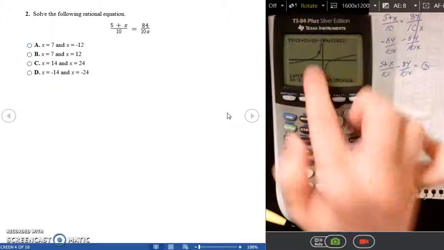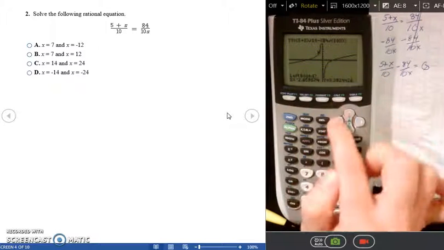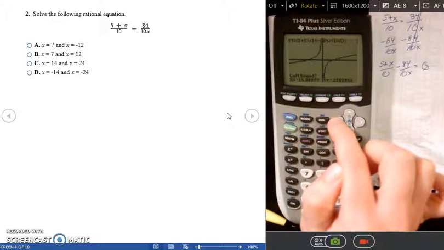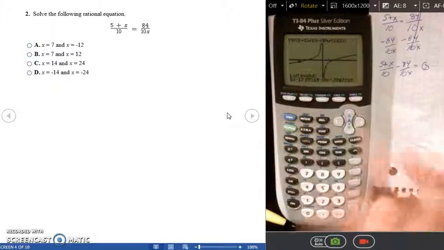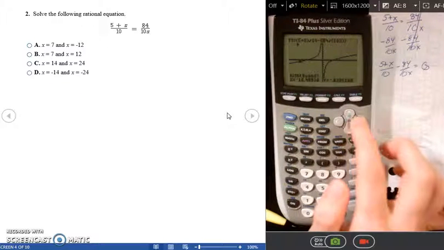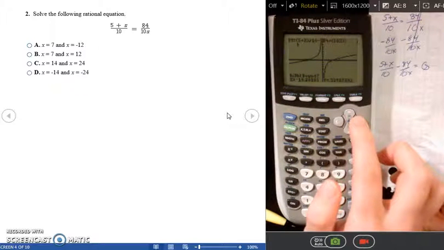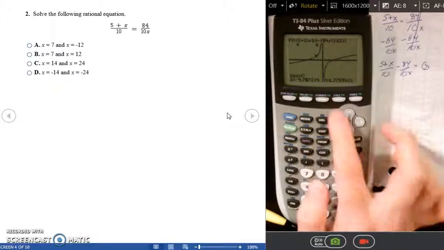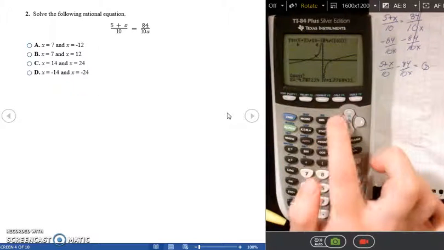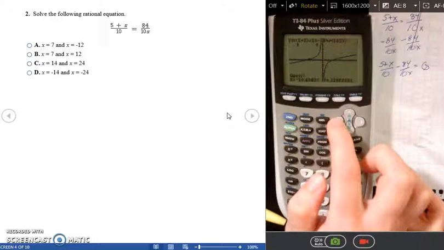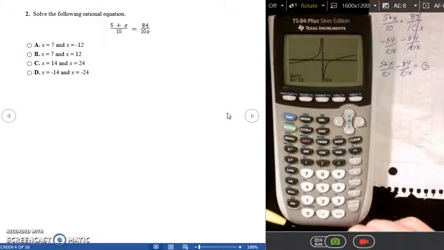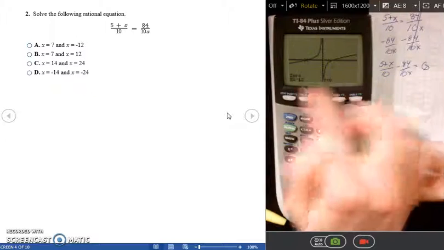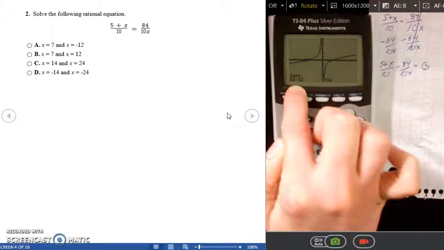And so I'm going to move my cursor, and you can see it blinking here, using the right and left arrows so that it's on the left side of the first x-intercept. And then I'm going to press Enter. And it's there, so I press Enter. And then I'm going to use the right and left arrows to move it on the right side of that first x-intercept and press Enter. And then it says Guess, so I'm going to move it as close to the actual intercept as possible and press Enter. And there it tells me that the x-intercept is negative 12.